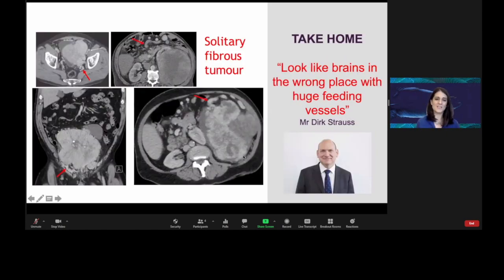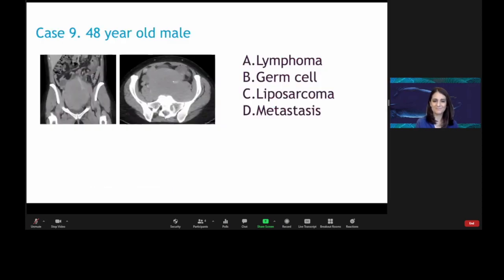These are 4 different solitary fibrous tumours, and look, they do have quite similar features, all huge with chunky feeding vessels. And Dirk, one of our local surgeons, says they look like big brains in the wrong place with chunky feeding vessels. So if you see that, think about solitary fibrous tumour. It's one of those tumours that is all about pattern recognition.